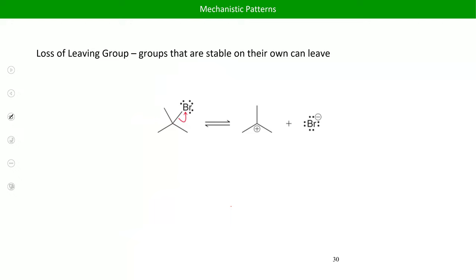Leaving group leaving is the exact opposite of a nucleophile attacking. So nucleophile attacking is going to make a new sigma bond. Leaving group leaves is going to remove a sigma bond. You take a sigma bond and you give those electrons to whichever atom is more electronegative. The electrons that are part of the sigma bond have to stay with one of these two nuclei. So they're going to stick with the nucleus that's more electronegative. So bromine's leaving and it's taking its toys with it.